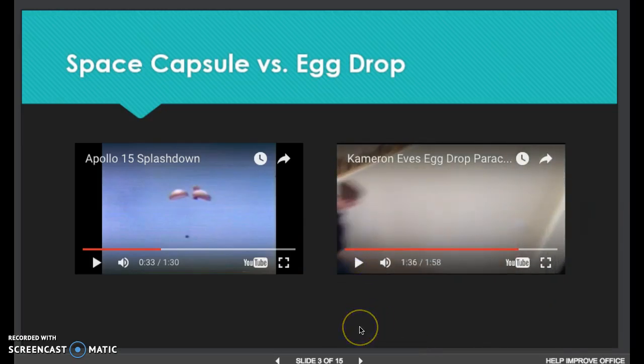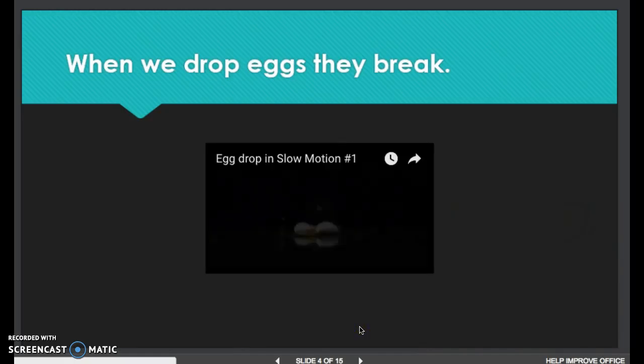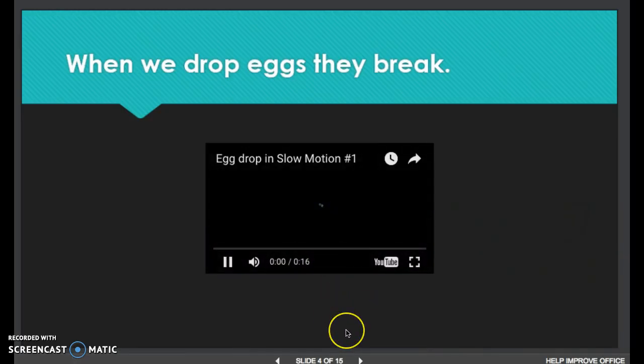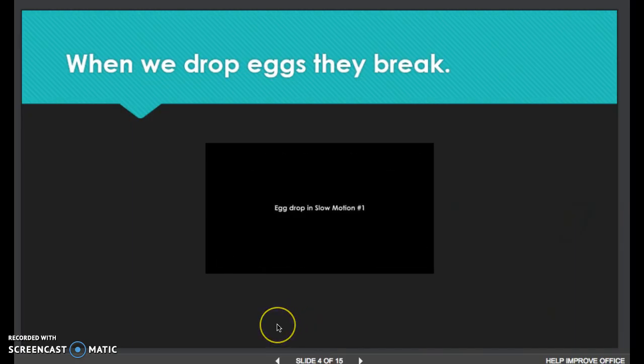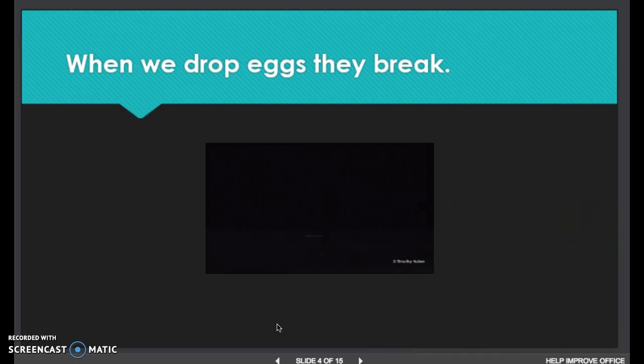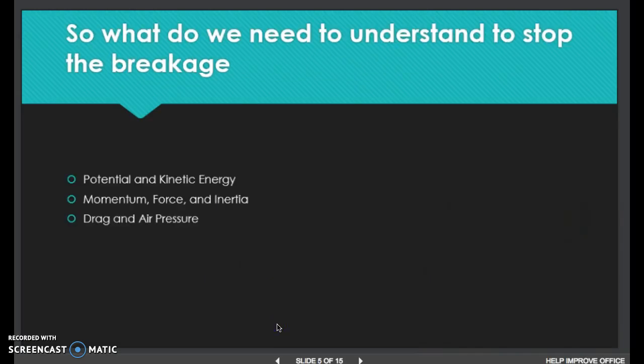So we can do very similar things to space shuttles we've seen, or we can come up with something completely different. So generally when you drop eggs from a height, you will see they are not particularly sturdy. They generally break. Today, we need to stop them from breaking.